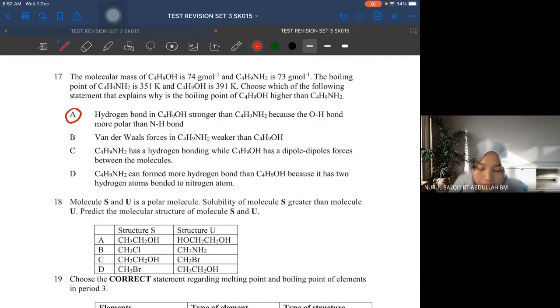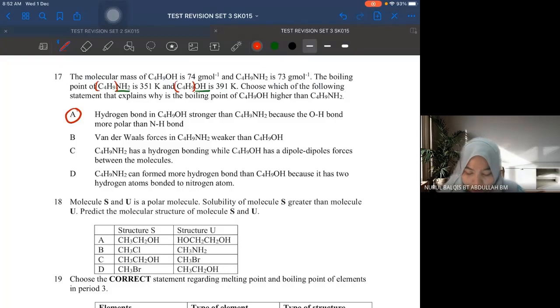Okay, the molecular mass of C4H9OH is 74 gram per mole and C4H9NH2 is 70. The boiling point of C4H9NH2 is 351, C4H9OH is 391. So yang awak nampak dekat sini, kita ada NH2 dan juga OH. Apart from it adalah sama. C4H9, C4H9. Okay, and then the temperature berubah. So choose which of the following statement that explain why the boiling point of C4H9OH higher than C4H9NH2.